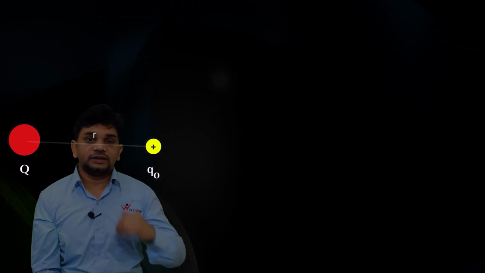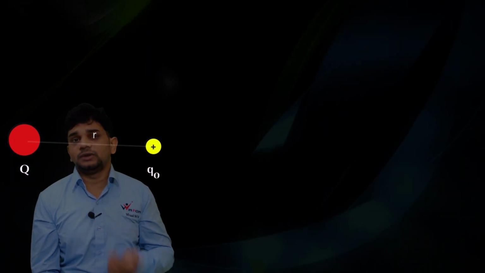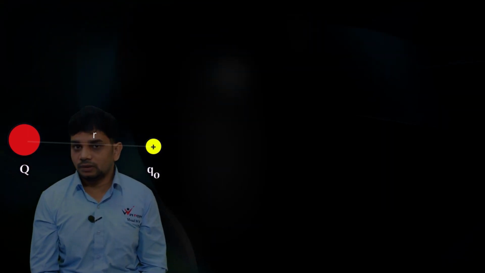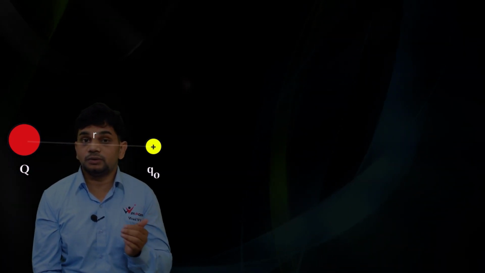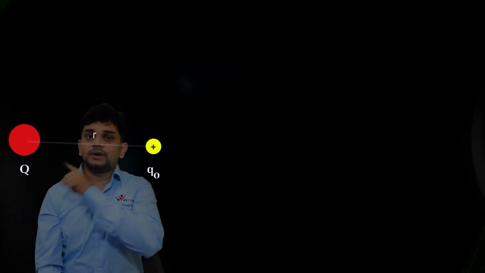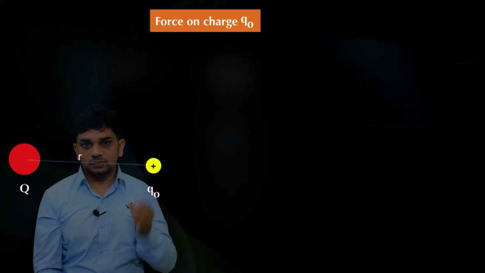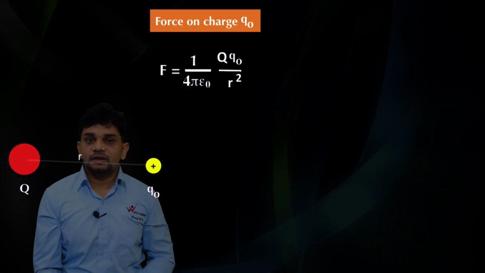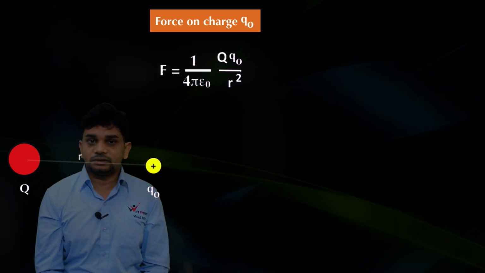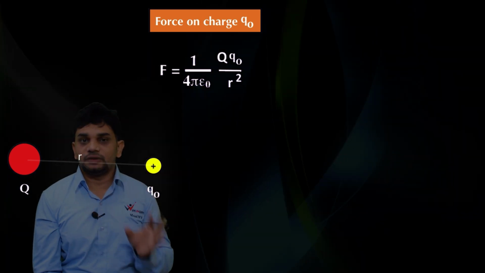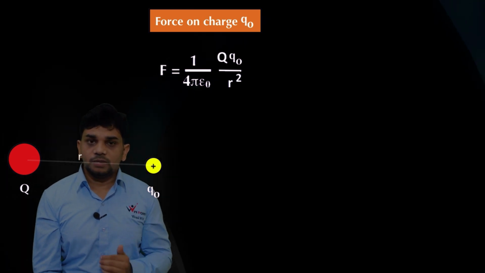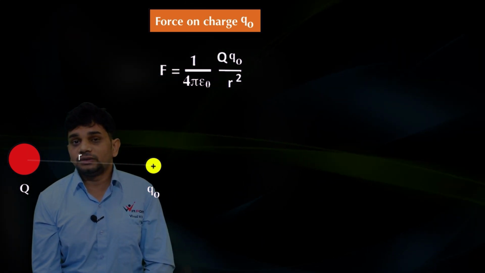The charge Q0 is experiencing a force. According to Coulomb's law, what is equation? There are two charges, q1 and q2. Equation for force according to Coulomb's law is 1 by 4 pi epsilon 0 q1 q2 by r square equal to F. Here there is no q1 and q2. Here it is Q and Q0. So force on charge Q0 will be F equal to 1 by 4 pi epsilon 0 Q into Q0 by R square.